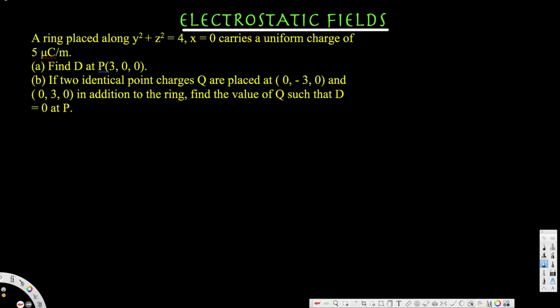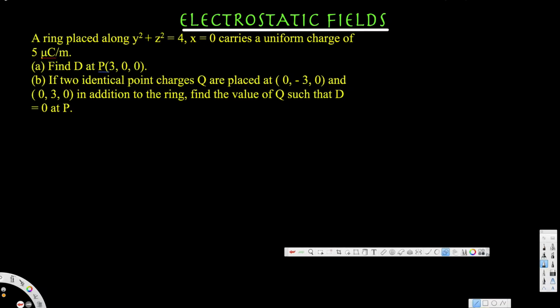Now before we go and calculate this one, let's go ahead and draw the diagram. Here they have mentioned the equation of the ring is y square plus z square is equal to 4. It means this is a circle with radius 2. So we are going to have something like this, and if you pick up a point somewhere here, let's say this is our point right here, let's call this one dl.